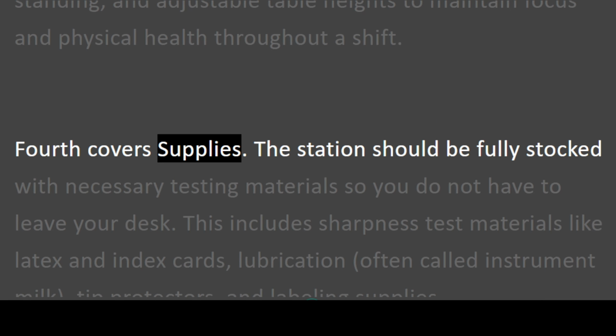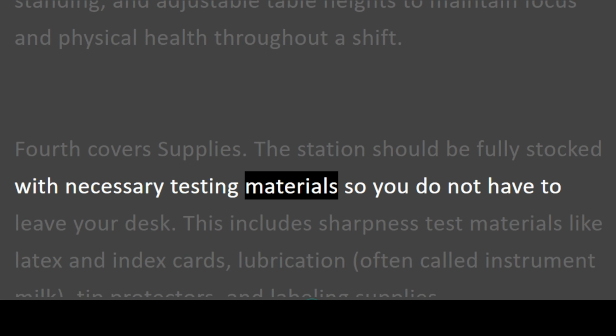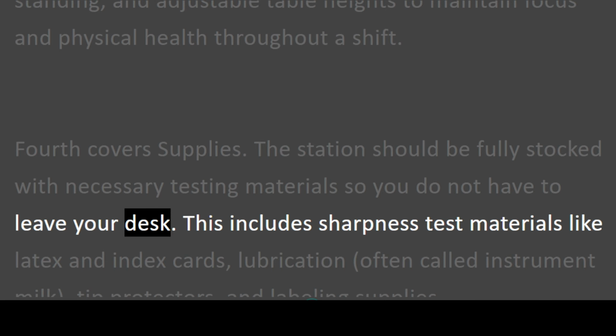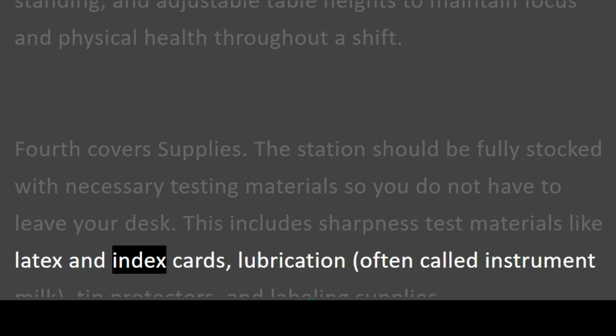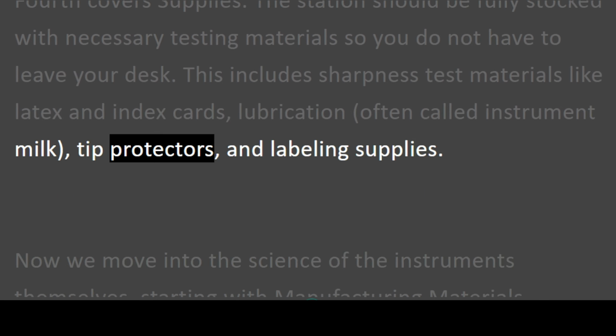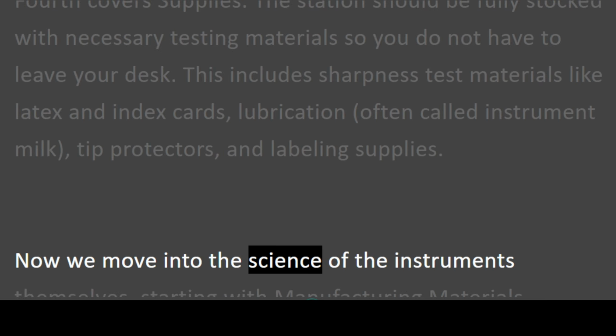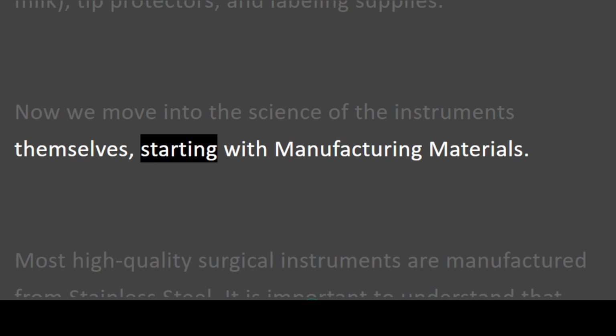Fourth covers supplies. The station should be fully stocked with necessary testing materials so you do not have to leave your desk. This includes sharpness test materials like latex and index cards, lubrication, often called instrument milk, tip protectors, and labeling supplies. Now we move into the science of the instruments themselves, starting with manufacturing materials.